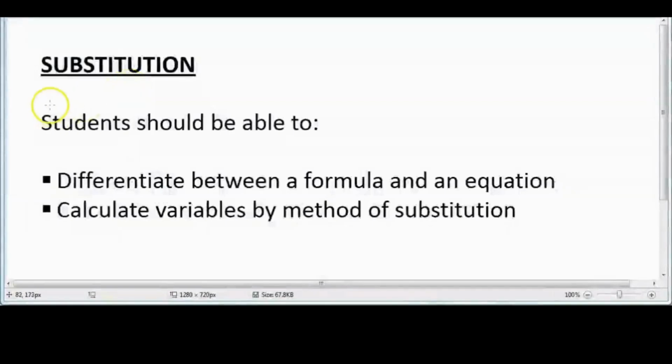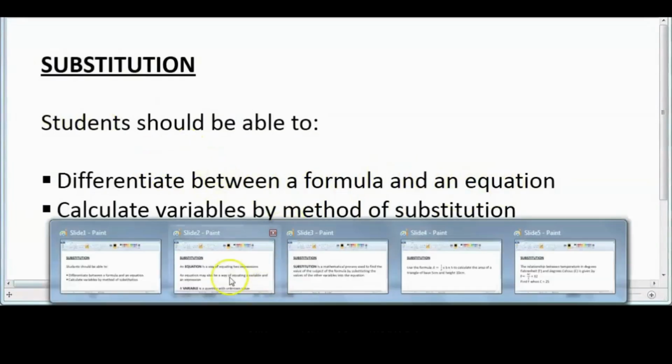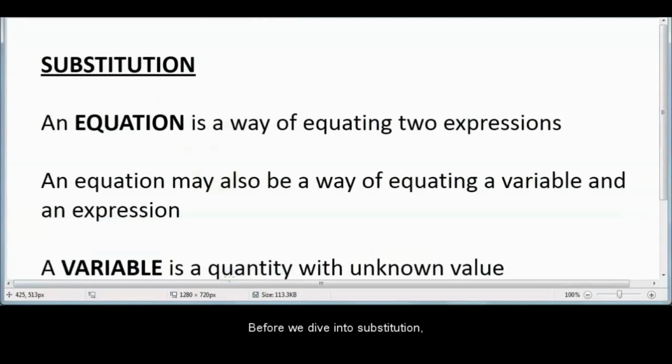Substitution, our next topic. You should be able to differentiate between a formula and an equation, and calculate variables by the method of substitution. Before we dive into substitution, there are three definitions I want us to revisit.